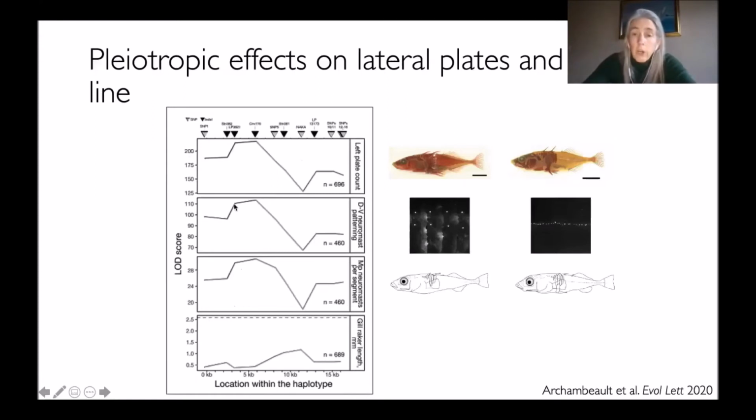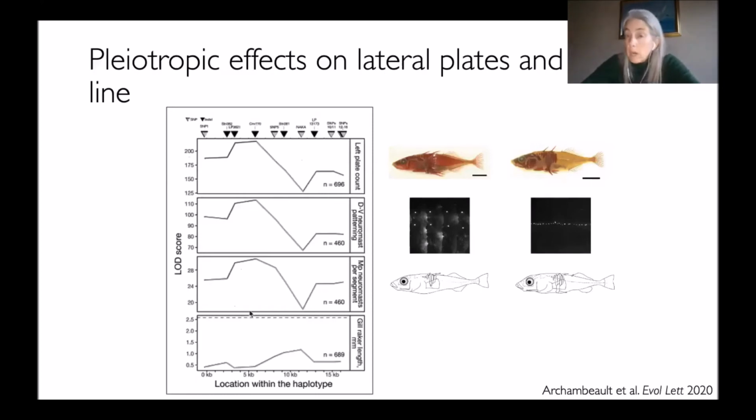If we look at neuromast number, this is a little hard to see, but the number of neuromasts per body segment also varies. That also shows a strong association with the same region of the haplotype. And this suggests to us that there's a pleiotropic mutation, within a small, basically 1 kb region of the haplotype, where we see the strongest association for plates and the neuromasts, suggesting a pleiotropic mutation.